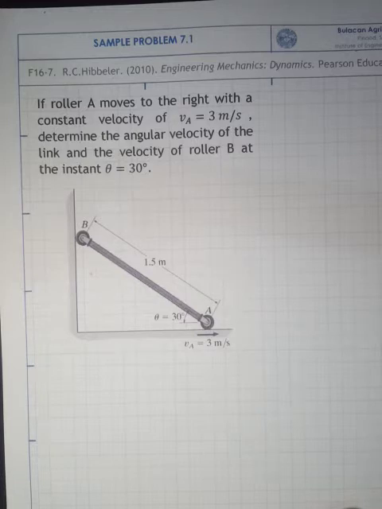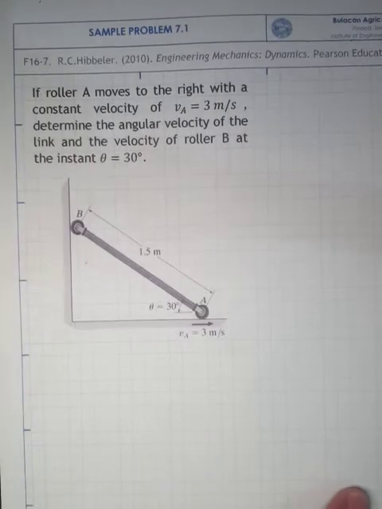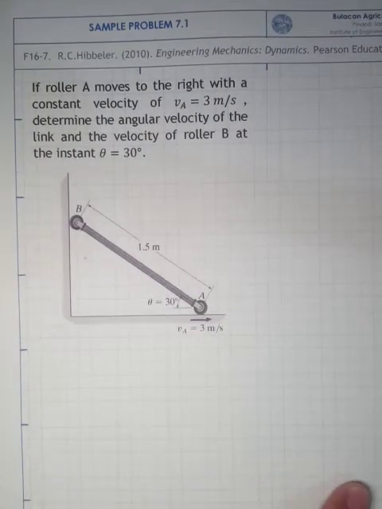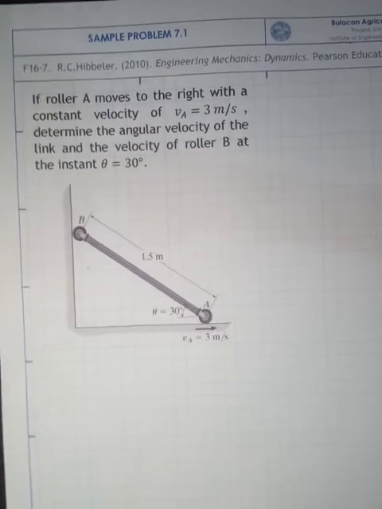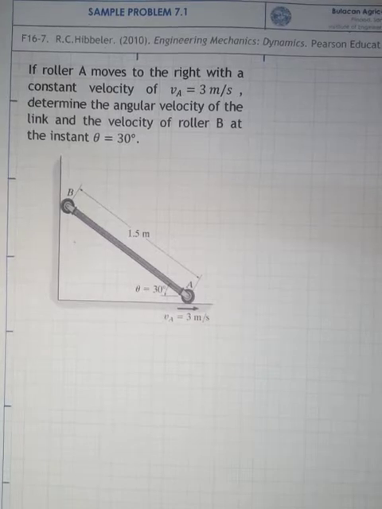So it's problem F16-7. The problem is, if roller A moves to the right with a constant velocity of 3 meters per second, determine the angular velocity of the link and the velocity of roller B at the instant theta is equal to 30 degrees.